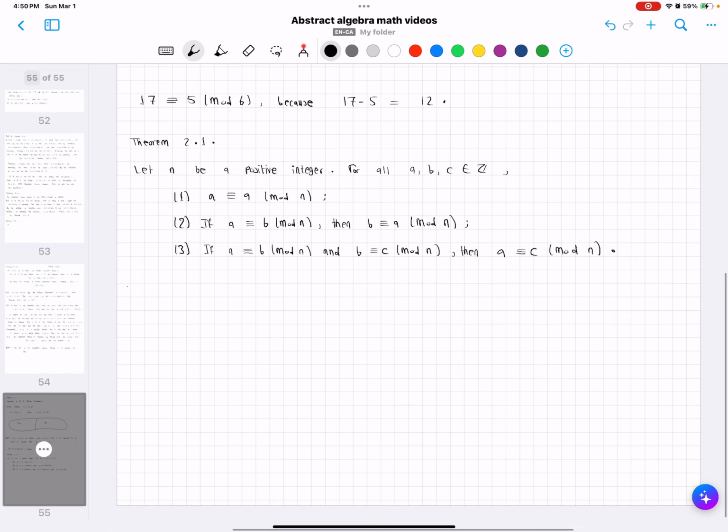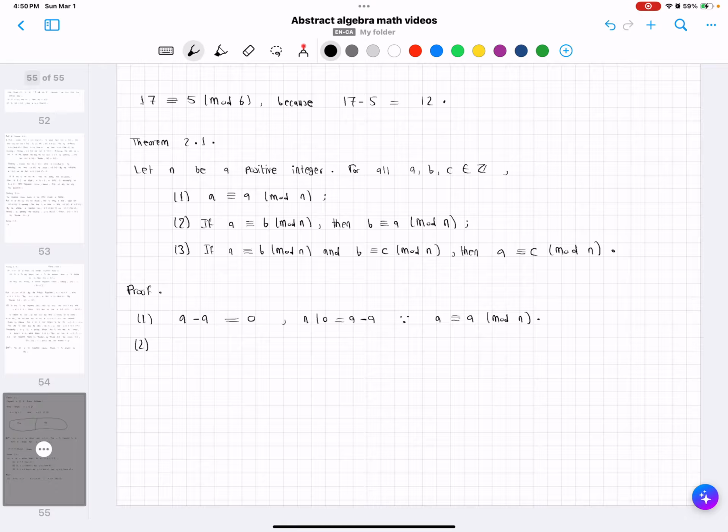So let's prove this. First of all, we have that a minus a is 0, and any number divides 0. So in particular, n divides a minus a, which is 0. Therefore, a is congruent to a mod n.